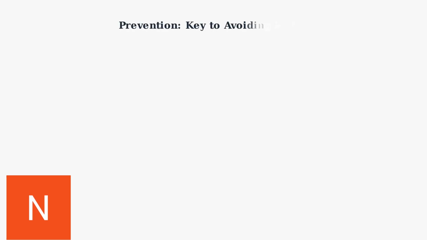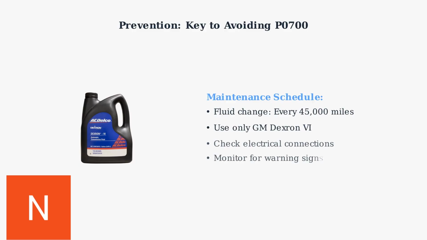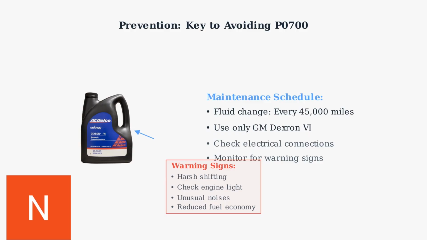replacement. Prevention is key to avoiding P0700 codes. Regular transmission fluid changes every 45,000 miles using GM Dexron VI fluid, along with prompt attention to electrical issues, can prevent most TCM problems.